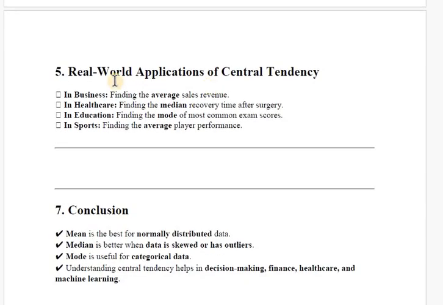And this is the final summarizing of things. Some real-world applications: in business, finding the average sales revenue. In healthcare, we go for the median of recovery time. In education, we go for the mode of the most common exam scores. In sports, we take the average player performance.